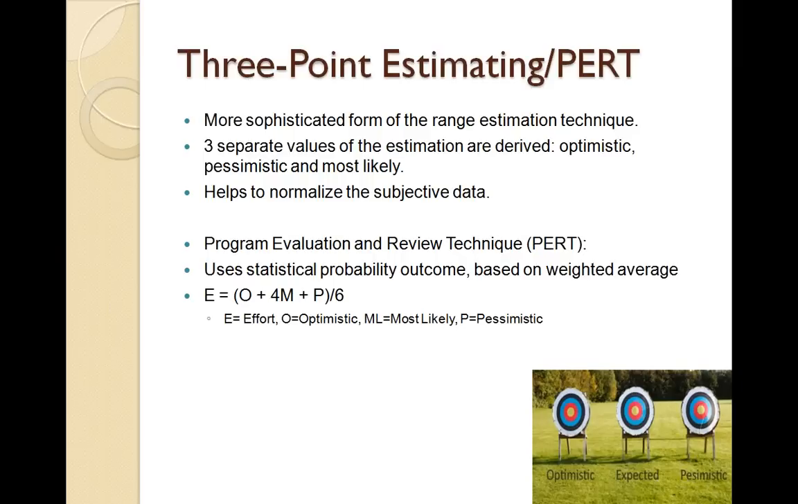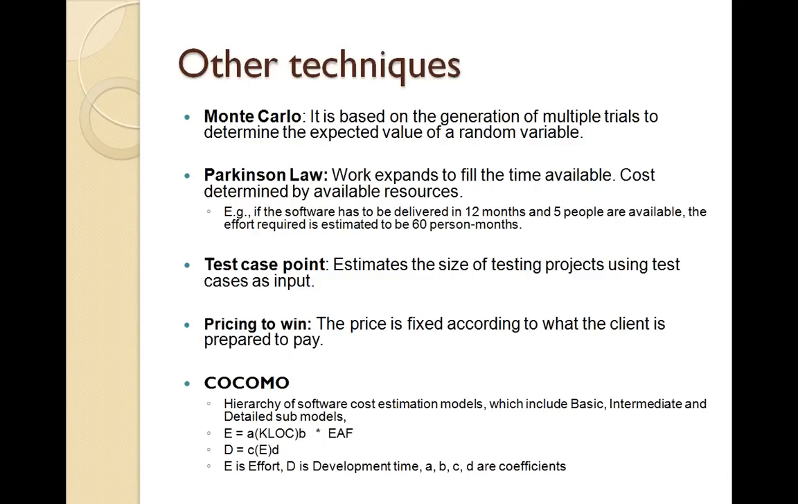And then we get that data, and then we try to arrive at the statistical probability outcome and a weighted average. And then we come out with the estimate. So this is a technique wherein we ensure that the over-optimistic or over-pessimistic estimations are factored in or are normalized in a logical manner. There are many other techniques also involved in the estimation process, and we'll just list or go through some of them quickly.